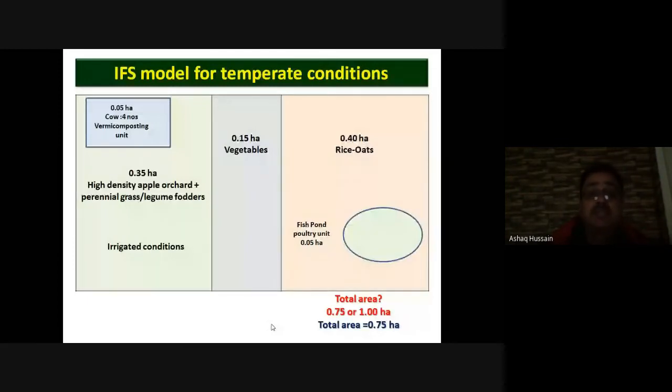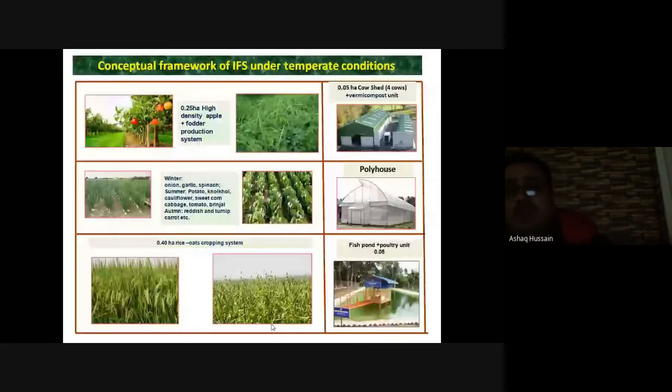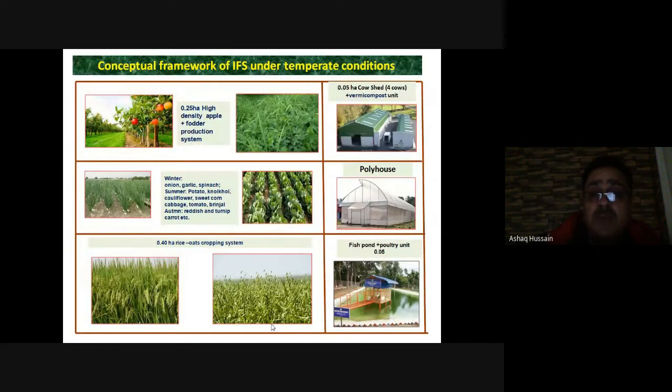So these are the pictorial representation of the proposed IFS model, where one part, 0.25 hectare apple orchard, and between the apple tree rows we can grow a fodder, that is a grass plus legume. Then we can also have apple production, and these apples can be supplied to the market for gainful employment and gainful income. So 0.05 hectare cow shed plus vermicomposting unit for additional income.